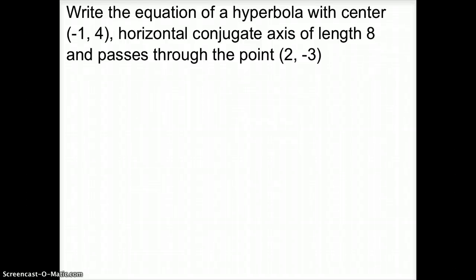So let's look at writing the equation of a hyperbola. Okay, so our hyperbola is going to have a center of -1, 4, a horizontal conjugate axis of length 8, and it's going to pass through the point 2, -3.